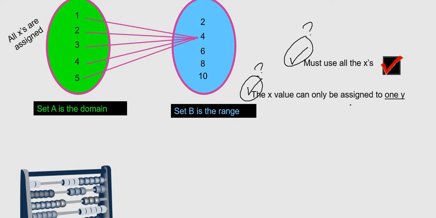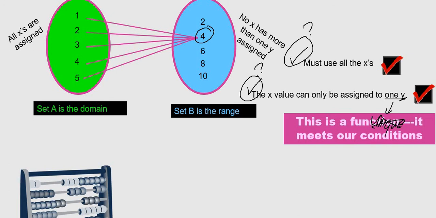Now, the x values can only be assigned to one y. As you can see, all the x values only have one partner. Now, sir, is it okay that their partner is the same? Well, yes, it did not say that the y value should be unique. Since it did not say that, the partners of the x's can be the same because no x has more than one y assigned to it. Therefore, this is a function.